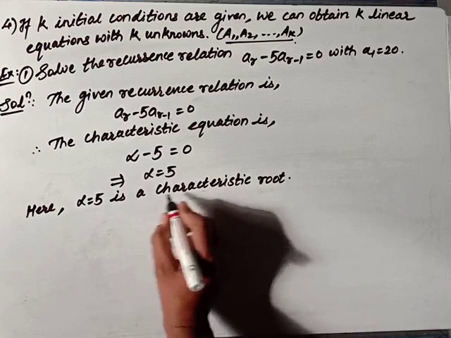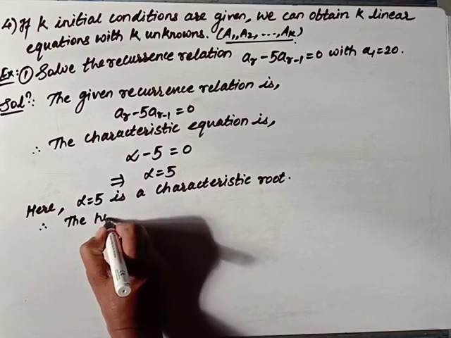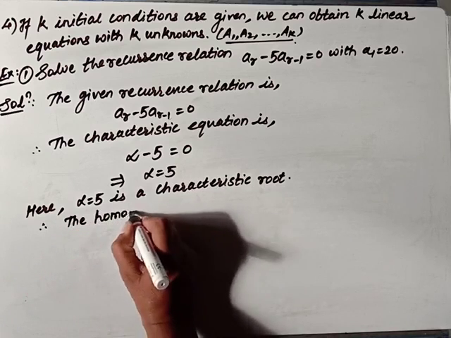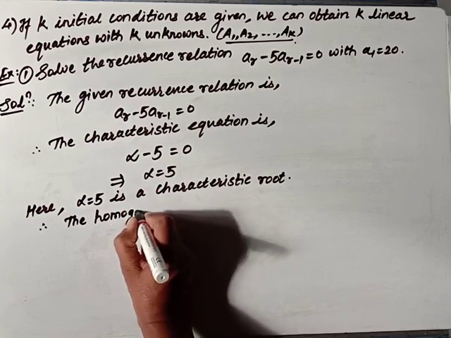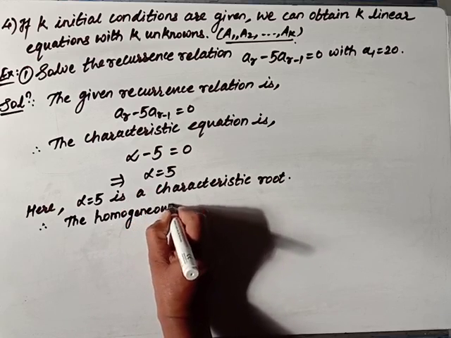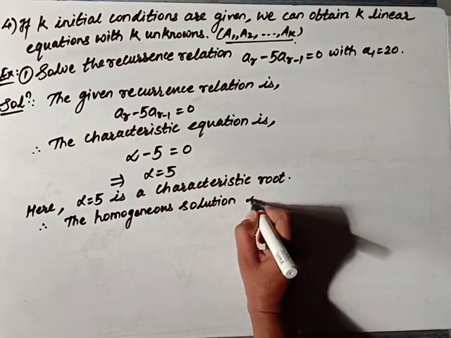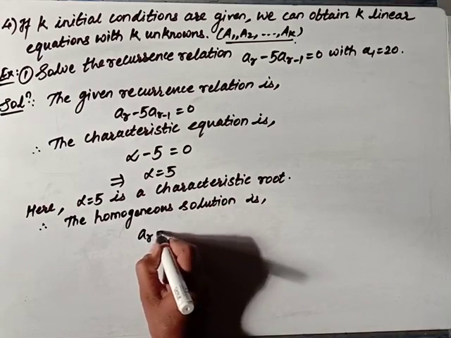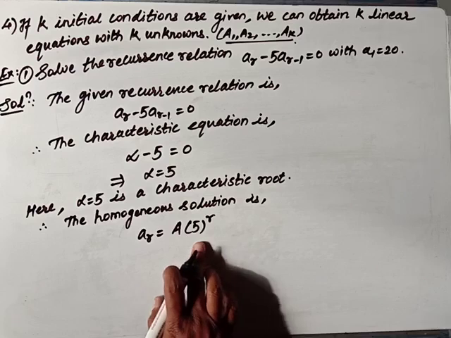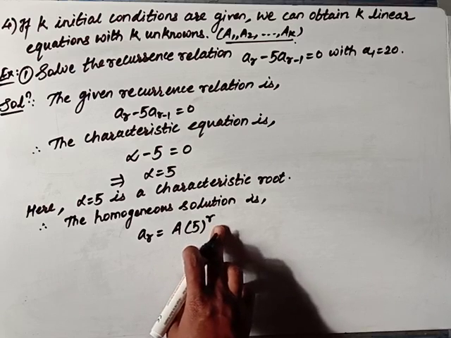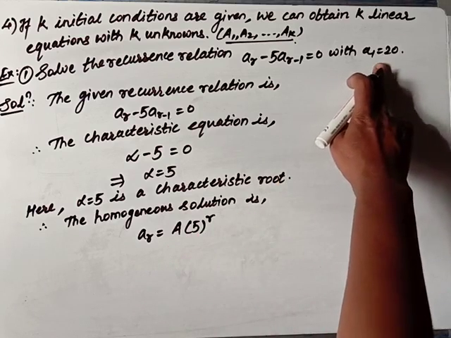Now, here this is a characteristic root. Therefore, the homogeneous solution is now only one. So, no need to check about the distinct, real and all these. It is only one solution. Homogeneous solution, in this case, is a_r is equal to A times 5 raised to r. Alpha will be 5, so alpha raised to r. A will be a constant.